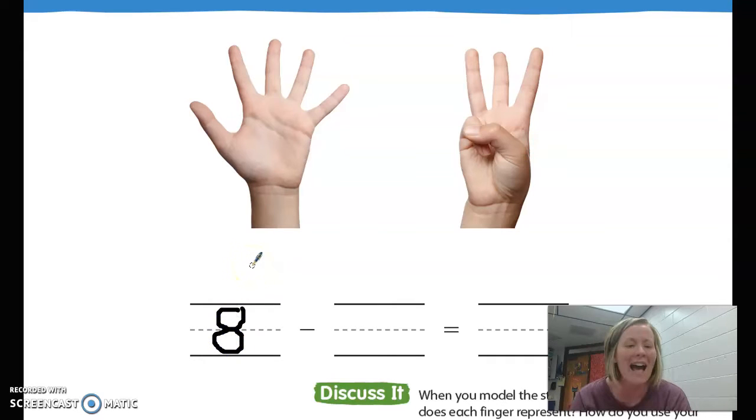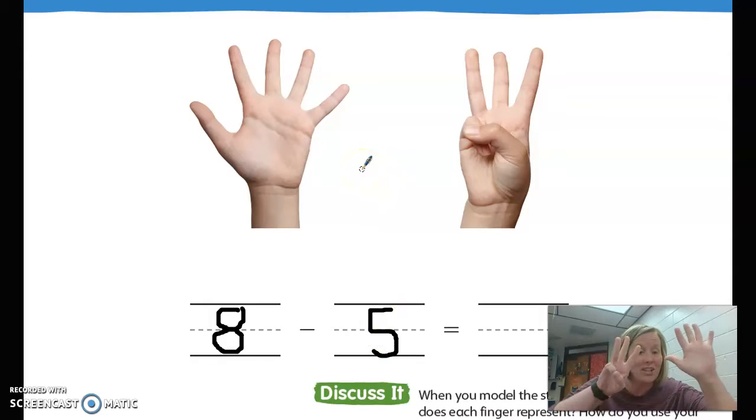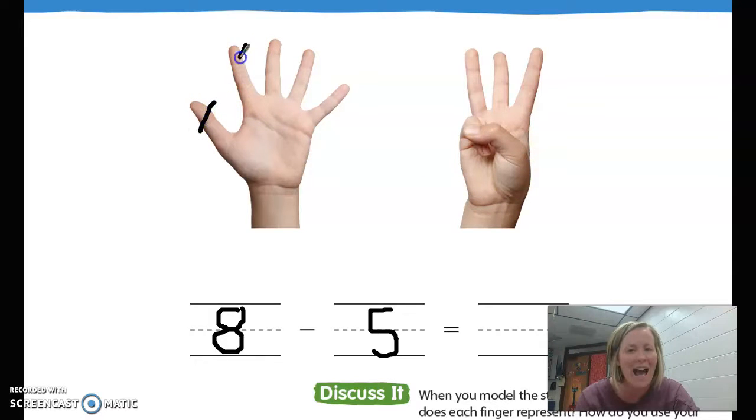John took 5 crayons out of his box. So how many went away? You're right, 5. Now, here's where you can solve in a different way. So you could solve using your fingers, or you could solve using these fingers up here. So I could cross out 5 of these fingers. And how many fingers are left? You're right. So 8 take away 5 equals 3. Did you get that number sentence written? I sure hope so.